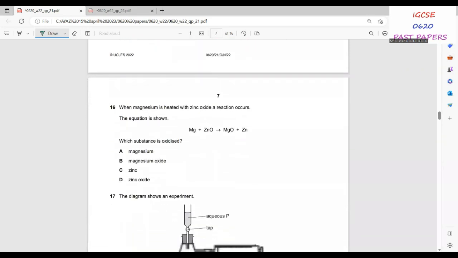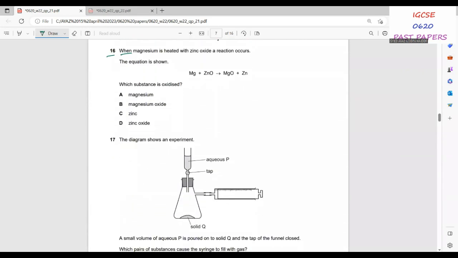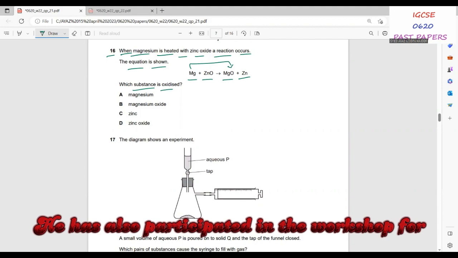Number 16. When magnesium is heated with zinc oxide, a reaction occurs. The equation is shown. Mg plus ZnO gives MgO plus Zn. Which substance is oxidized? Magnesium has gained oxygen, so it is the one which is oxidized. So automatically choice A will be the right answer for this question.